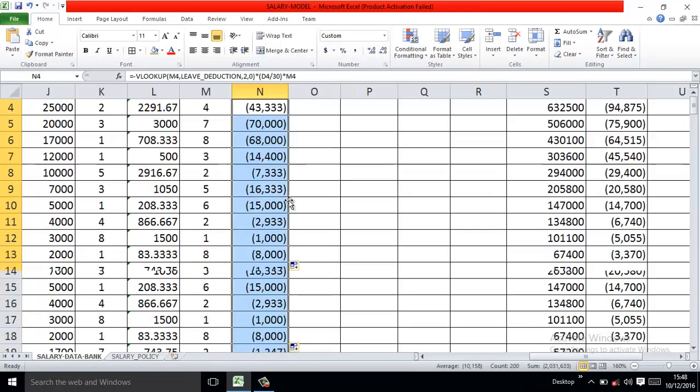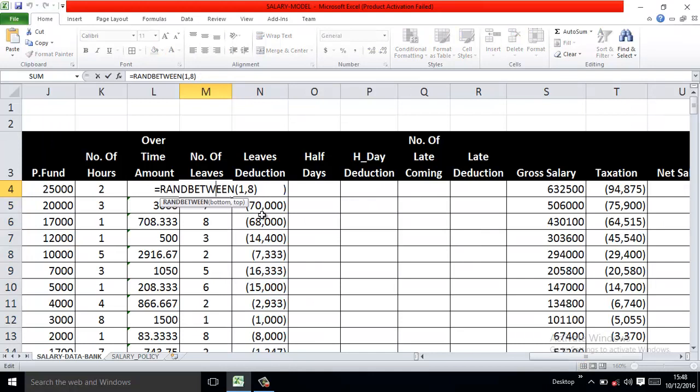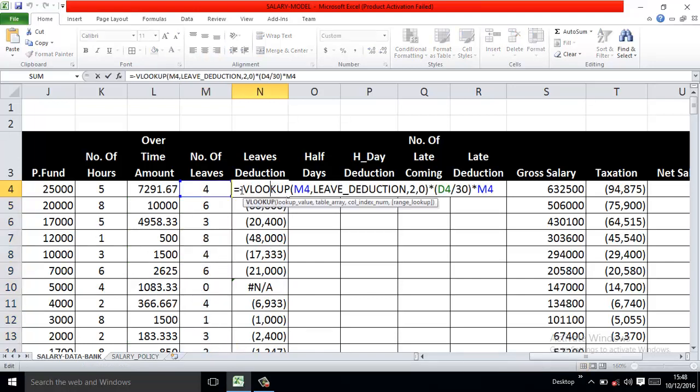But what if an employee does not avail any leave? Okay, since we have only 1 to 8, there isn't anyone. I guess I should apply 0 over here, because it's not possible for all the employees to avail leaves. But what if someone doesn't have any leave?